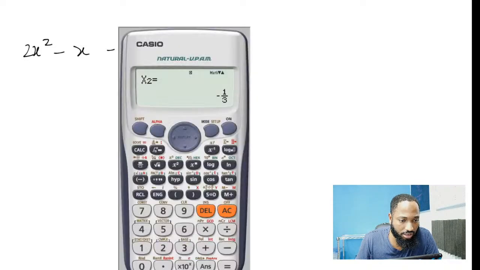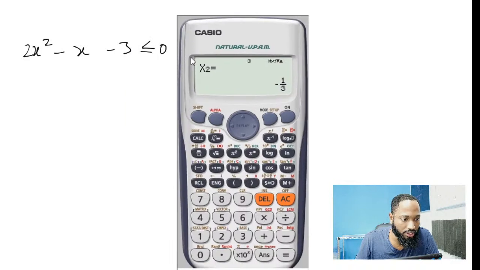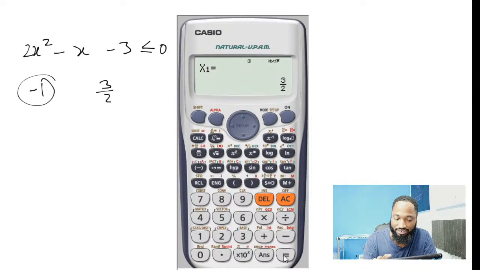Put it in the calculator and put in the values. 2, -1 is the b, and -3. It's a few seconds to do that. You get your x values, you get -1, and I think we got 3 over 2. So watch out for which one is higher, right? The -1 is always lower if it's a negative and a positive.